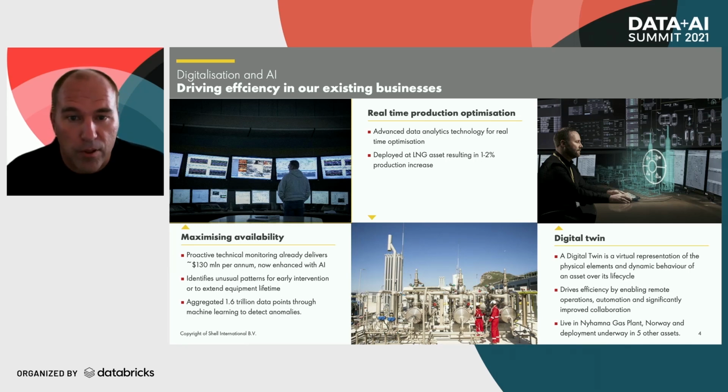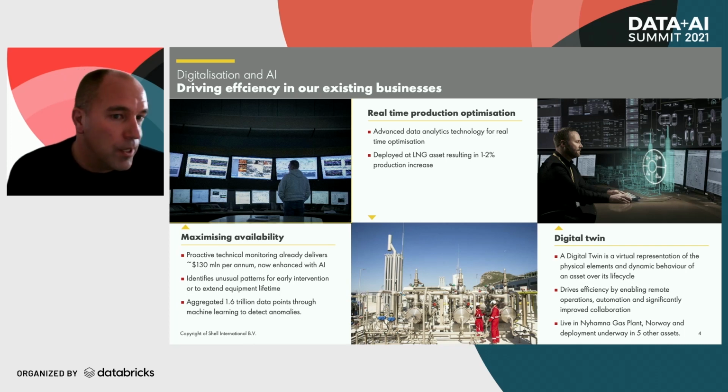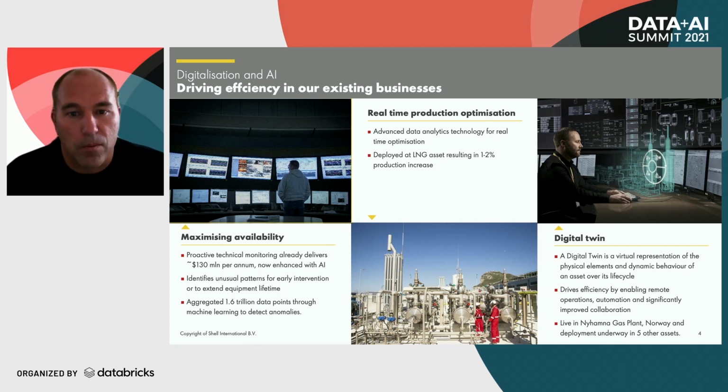We also have real-time use cases. So could we start optimizing some of our production in real time, looking at real-time feeds coming from our assets? And we've deployed the real-time production optimization application at our liquid natural gas sites. And it's achieving 1% to 2% production increases. At the same time, also reducing some of our CO2 emissions.